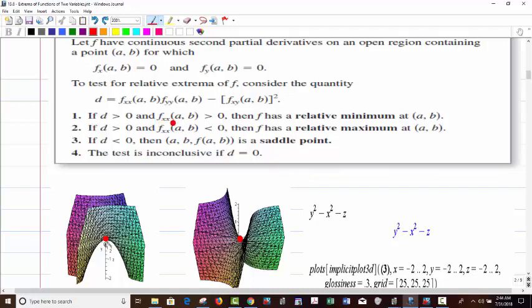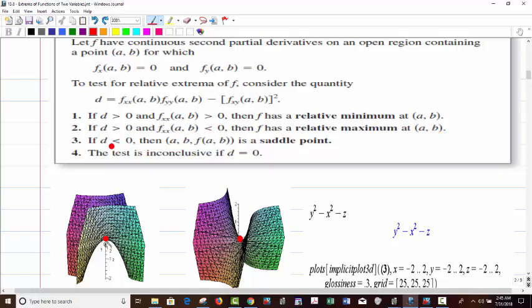If D is greater than 0 and FXX is greater than 0, you have a relative minimum at the point AB. You could also be asked to find the third coordinate, which just means you plug it back into your original function and come up with the z value. But you only do that if you need to. I'm just wanting to mention that. The second case is if D is positive and FXX is negative, then f has a relative maximum at that point, AB.